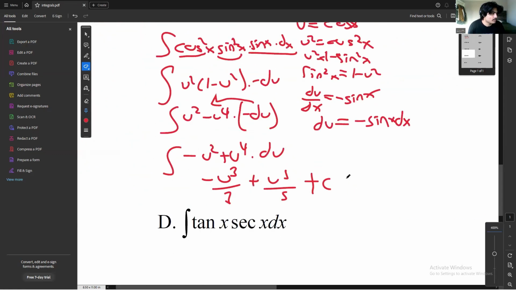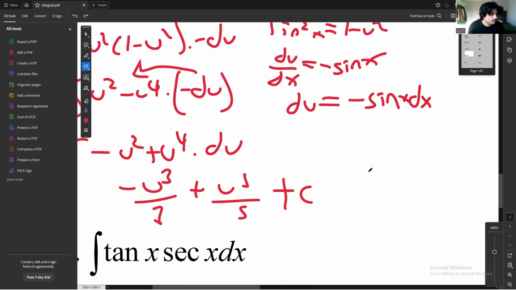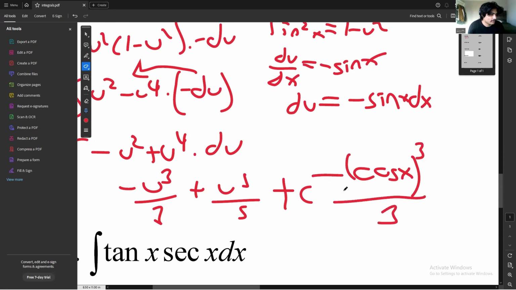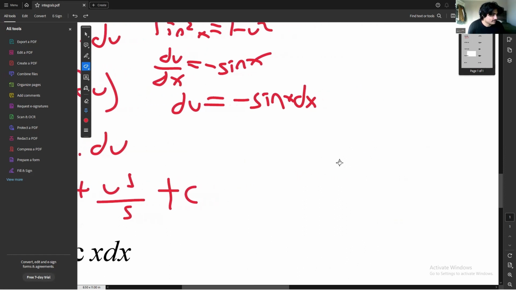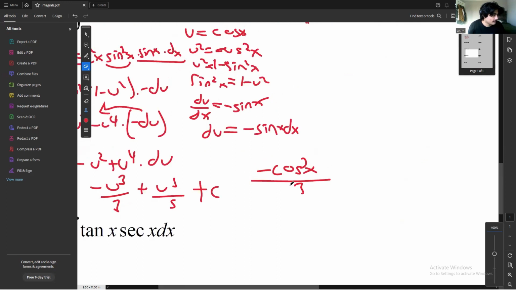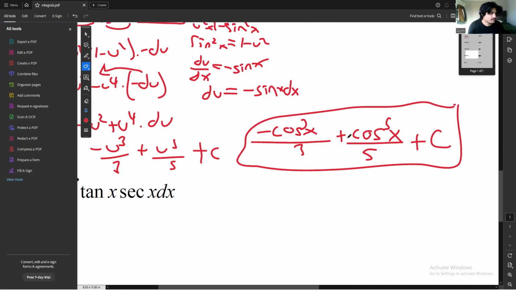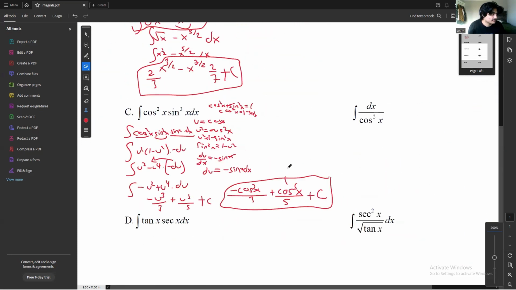And after that, what was our u, guys? Our u was cosine x. So cosine x to the 3rd power over 3. Don't forget your negative. Actually, let me write it over here so it wouldn't get mixed. Negative cosine cube x over 3 plus cosine to the 5th power of x over 5 plus c. Don't forget your c, guys. So the integral of this will be equal to this.